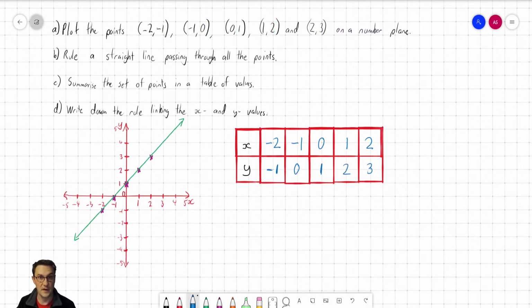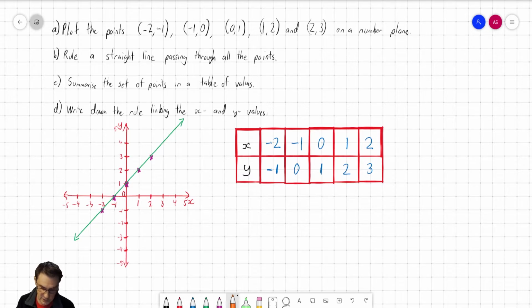Okay, now with the table of values filled in, and I've put all of those coordinates into there, I've got my table of values. This is really, really useful for the next step, which is part D. In part D, we're being asked to write down the rule linking the X and the Y values. Because they form this straight line, which we can see in the graph, that tells us there's some sort of rule here linking them together. There's some pattern, some rule, which is making that graph happen here.